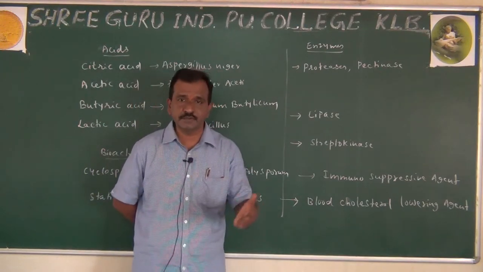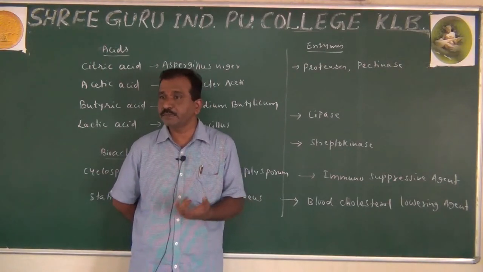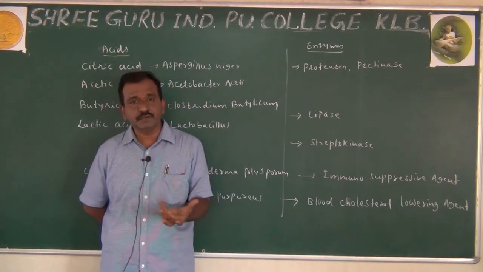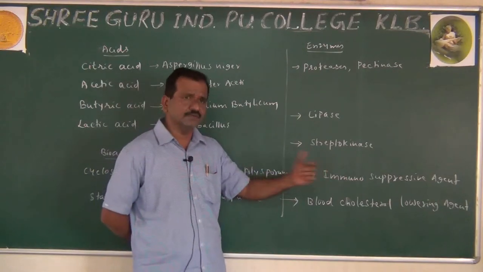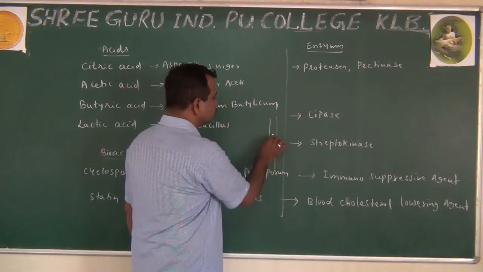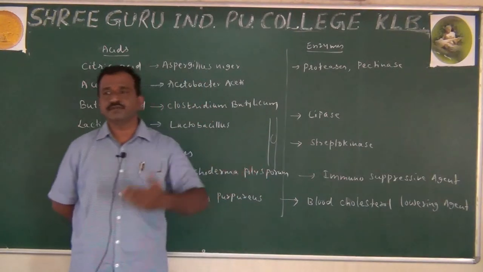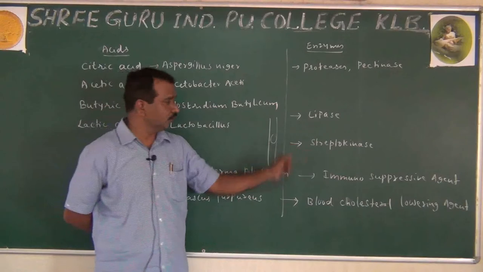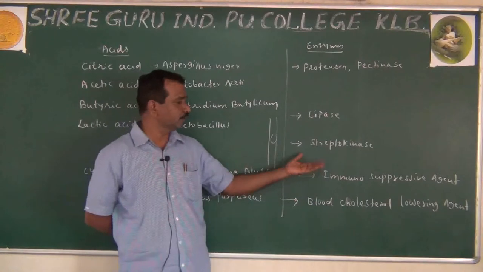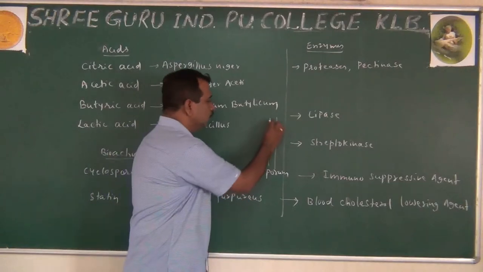Previously, in the first year, we studied the heart. In angina pectoris, severe chest pain occurs because the heart is not getting a sufficient amount of oxygenated blood. There are various factors, and one is blood clotting. If clotting occurs in the artery, the heart does not receive blood. At that moment, a chemical substance, streptokinase, is introduced into the patient's body so that the clot is removed.